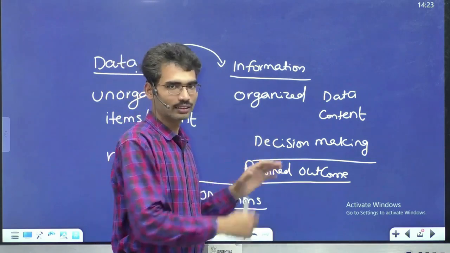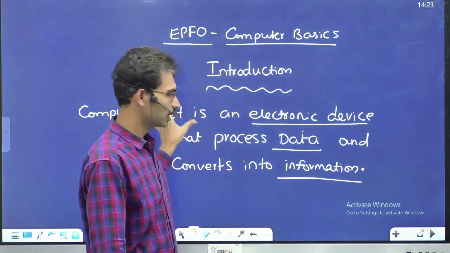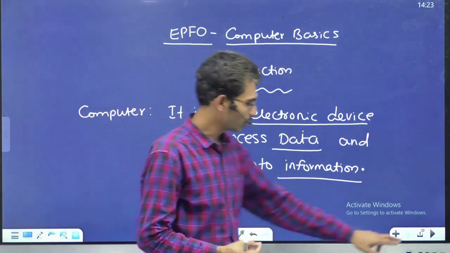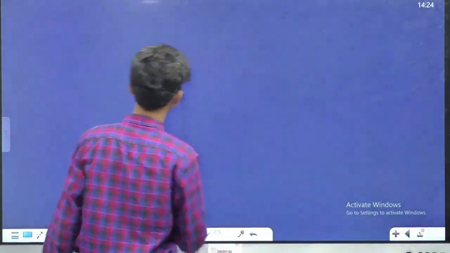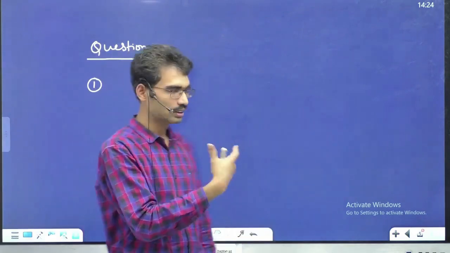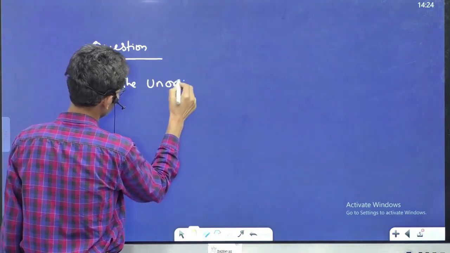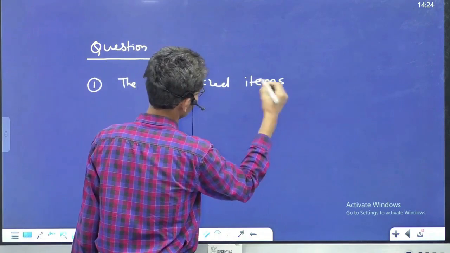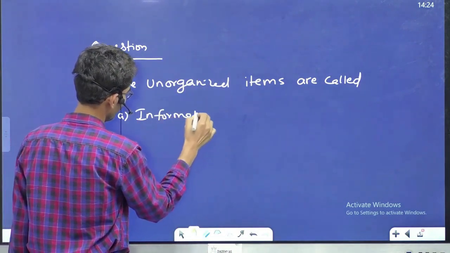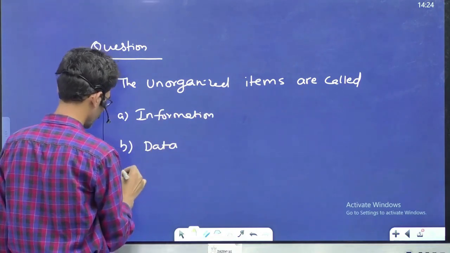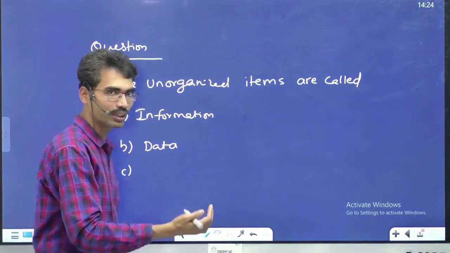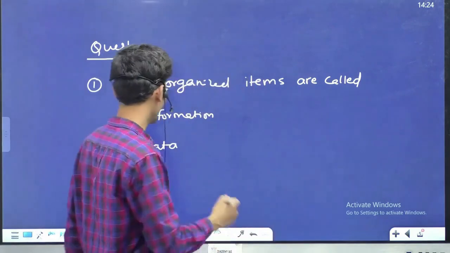Now we are going more technical. This is the general definition. Generally here you may think how questions can be asked from this particular introduction. One question can be asked like, whatever we have seen just now, the unorganized items are called? A. Information. B. Data. C. Something else, can be some other password. D. None of the above. Just unorganized content is called data.